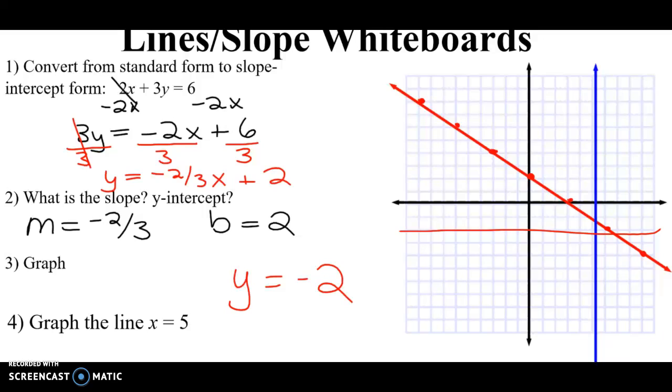One more thing. I could ask you on the test to write the equation of a line that is perpendicular and through a point.